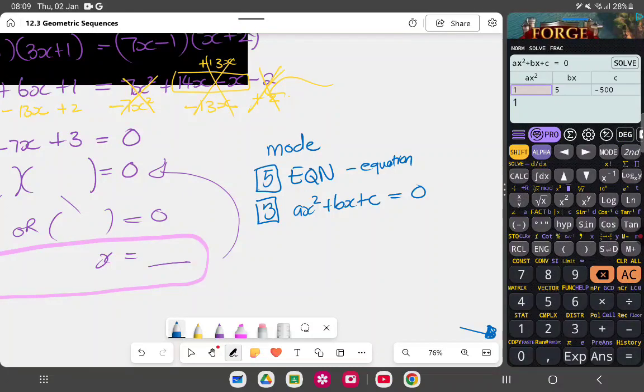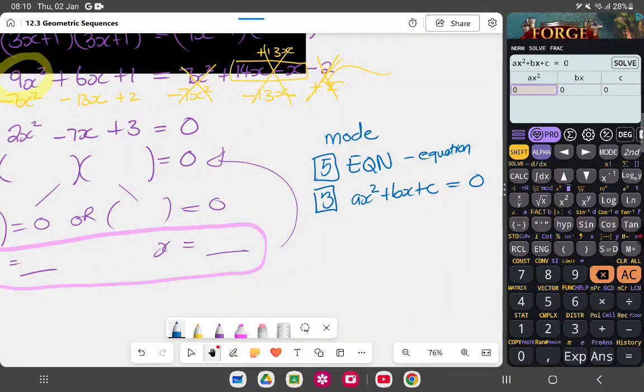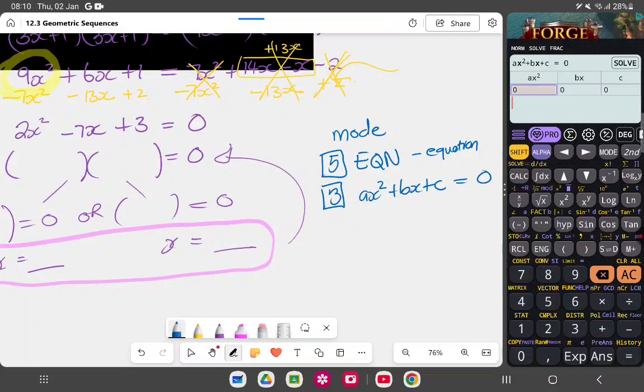Then what you'll see on your calculator is, let me clear it, you will now have an A, a B, and a C. And you are going to input the values for those. So according to our purple equation, A equals 2. So you're going to type in 2 equals. Notice now in the table, the 2 is under the letter A. B is negative 7 equals. And C is positive 3 equals.